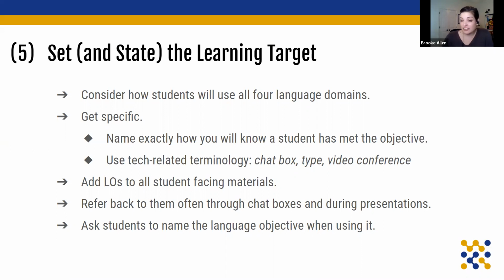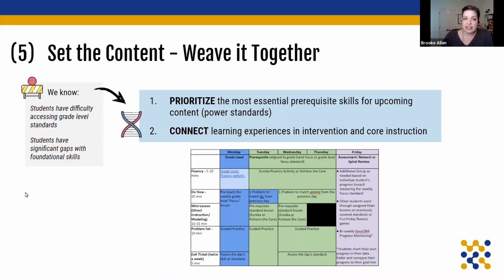Refer back to them often through the chat box or during your presentation, and then ask students to name the language objective when they're using it. Before we start saying first, next, and last, we can say, this was our objective. We are going to retell the story using first, next, and last, and they will be much closer to being able to do that if they know what they're doing, and they can say, yes, I did that. So that's really important, to set and state the content objective.